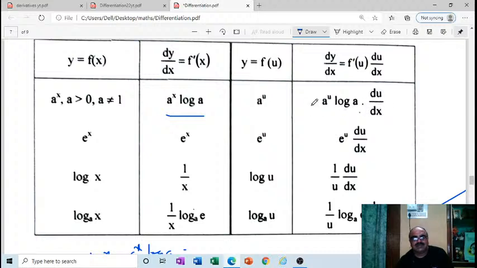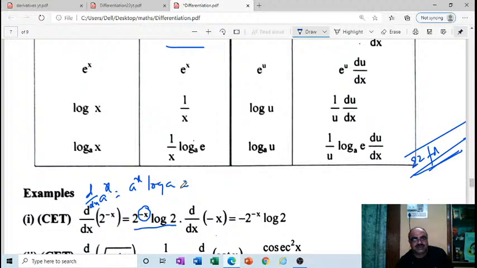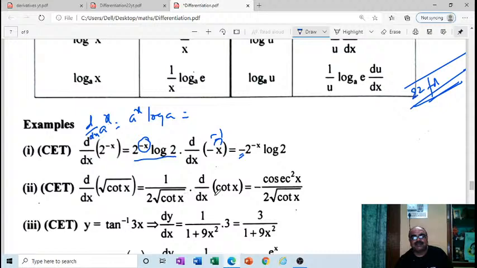See here. a power u into log a, and this u differentiation is du by dx. Same way x differentiation is 1, so that's why it is 1 here. Whereas here it is minus 1. So this minus x differentiation needs to be taken. So now the answer becomes minus 2 power minus x into log 2, because minus x differentiation is minus 1, and this minus comes up here. Otherwise your answer is in positive form. It's a very important thing to be remembered. Hope you all have the clarity about this.